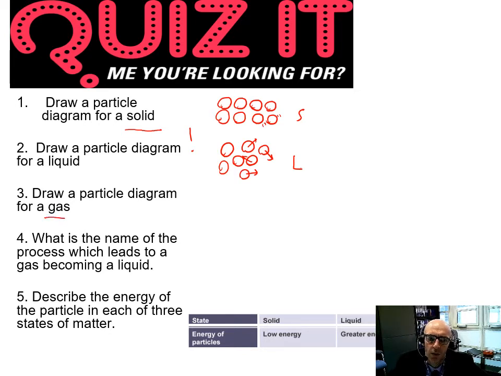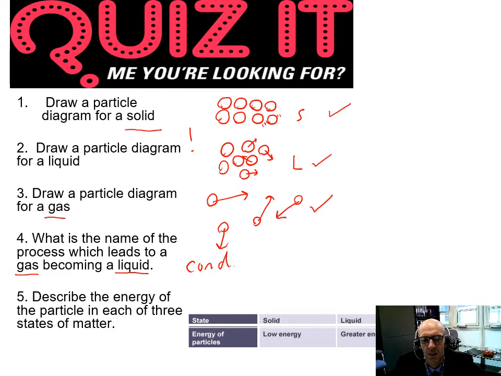And then in a gas, what would we have drawn? Most people get this one right: the particles are very far apart, there are big gaps in between them, and they're moving quicker. And again, random directions, so just draw arrows all over the place to show movement. So here I have close together for a solid, close together but able to move for a liquid, and far apart here for a gas. What's the name of the process which leads to a gas becoming a liquid? Well, for a gas to cool down and become a liquid is called condensation or condensing.